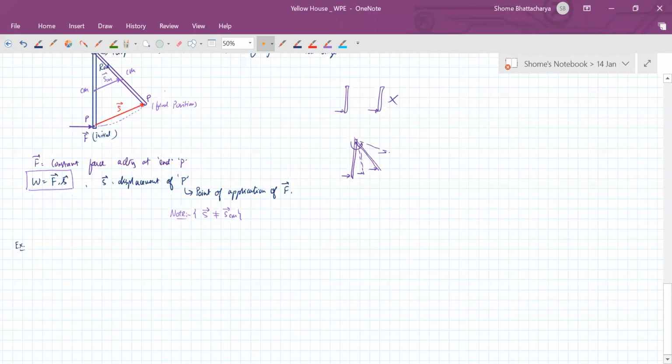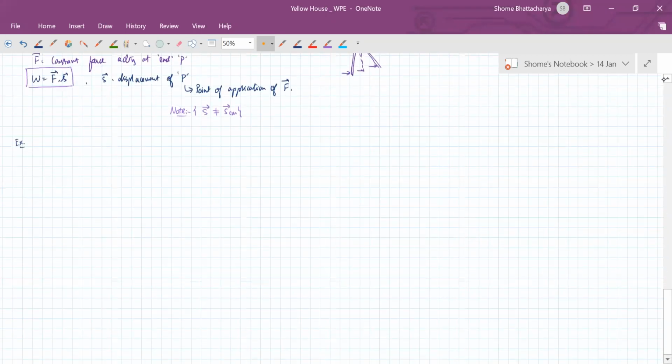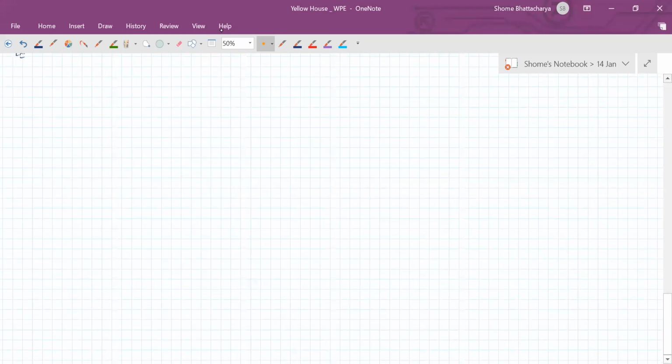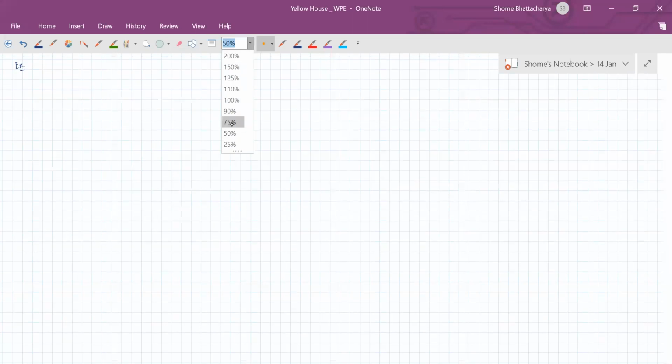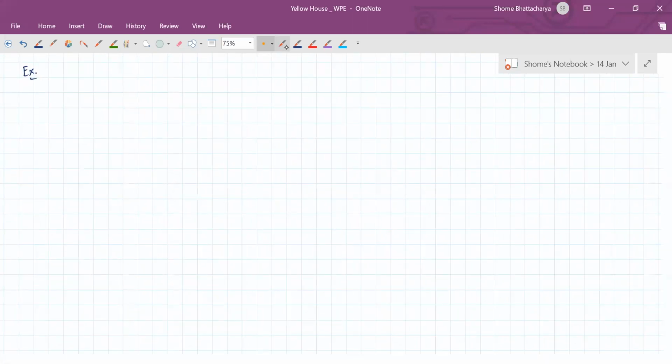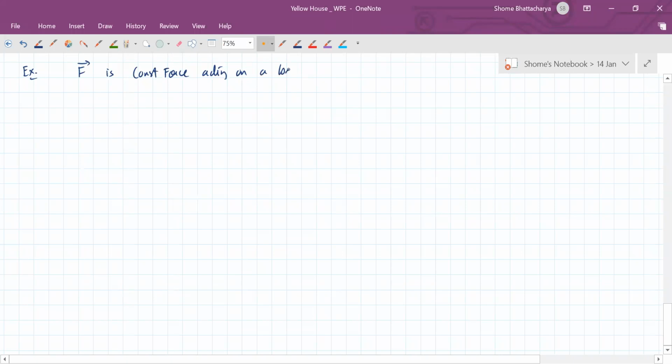Okay. So another situation where the two things will become different is in a situation where the body on which the force is applied is not a rigid body. It is an elastic kind of material. The force, which is a constant force, acting on a body of elastic material.